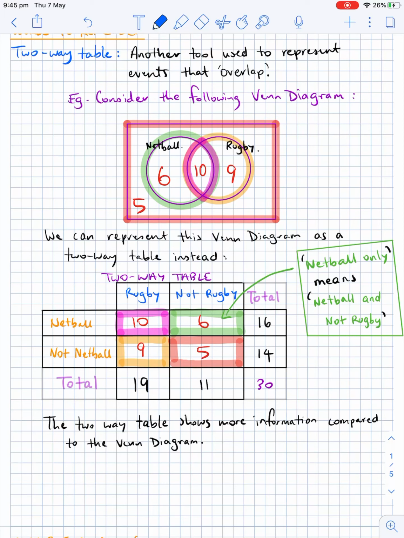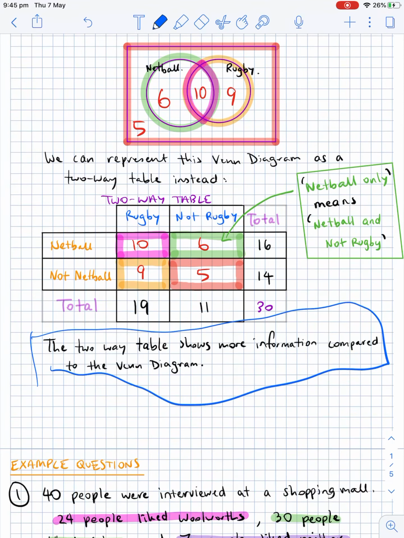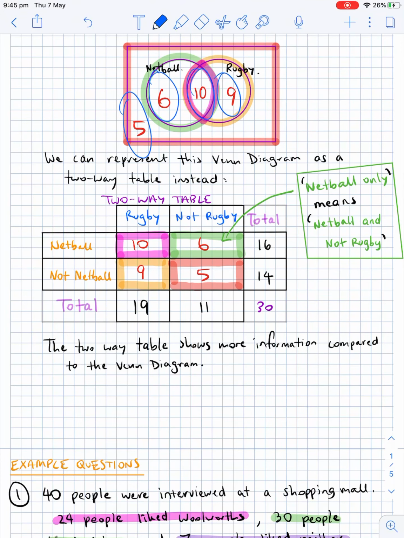So it's really important to understand that this box here, which is netball and not rugby, represents netball only, because that means netball and not rugby in this scenario. I want you to notice that the two-way table shows a lot more information compared to the Venn diagram. The Venn diagram only gives you 4 pieces of info, whereas a two-way table has a lot more information. So they're a little bit easier to understand, but they do take a bit more time to set up.